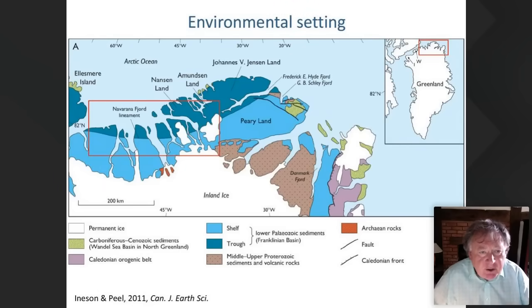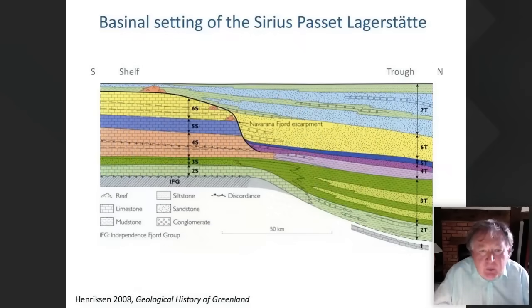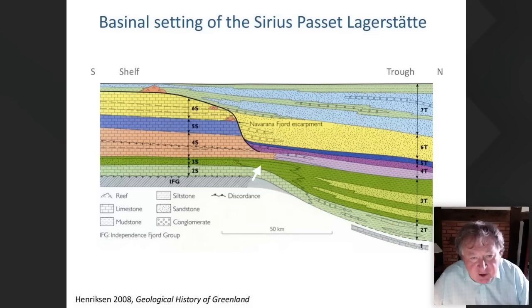So Siriuspasset is pretty much on the boundary between the continental shelf and the continental slope, or as it says on this diagram, the shelf and the trough. If we draw a cross section pretty much parallel to the eastern side of that red box, it looks something like this. So now we've got a vertical cross section through the Earth's crust and through the sedimentary deposits. And Siriuspasset is located here. So it's right on that flexure as we go from the horizontal continental margin on the left down into the deep water on the right.